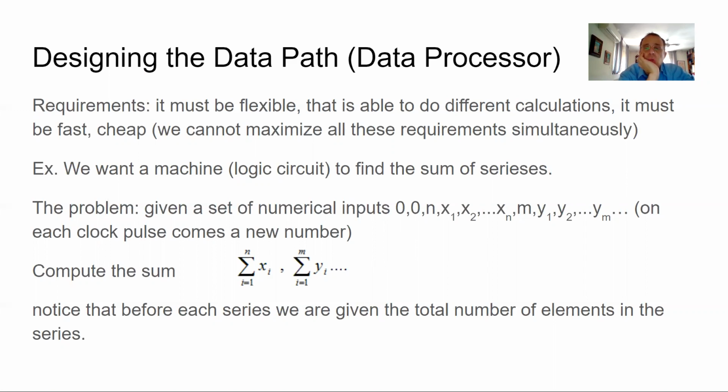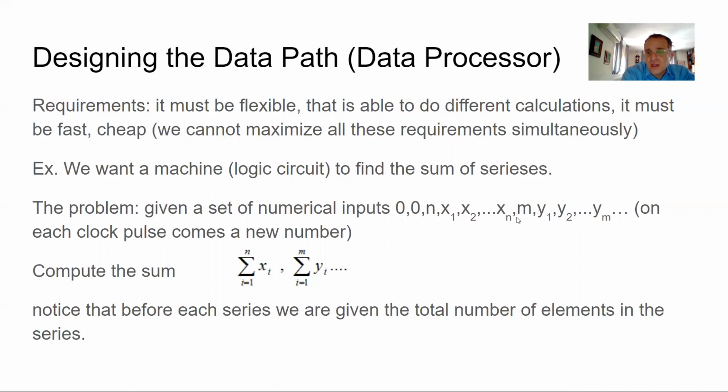Let's say you wanted to determine the sum of a series. Given the set of numerical inputs, first of all, it always starts at 0. Then it gives us n, which is the number of elements. And then it's going to give you the first element, and the second element, up to the nth element. Then again, it's going to give you an m, and then the next element, the next element. And only when it gives you 0, 0, does it tell you that it's stopping to give you lists.